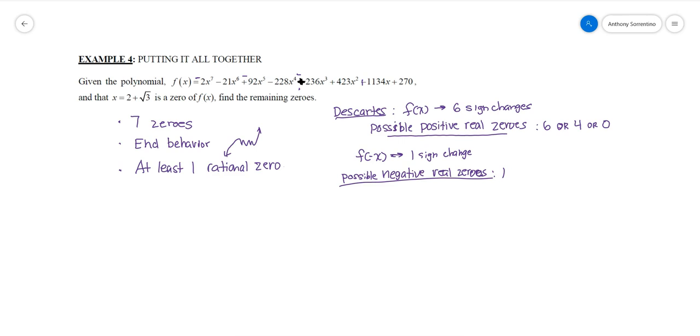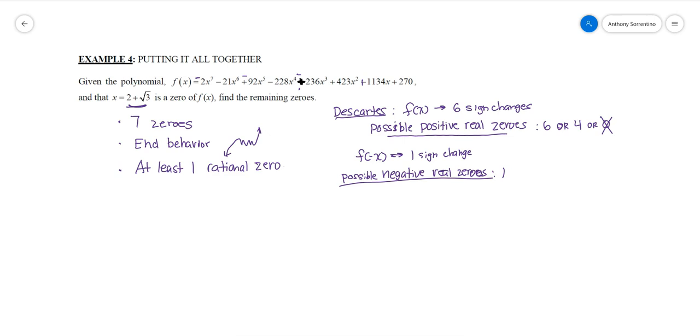Now, the fact of the matter is, I know that I already have one positive real zero because 2 plus square root 3 is one of them. So I know zero's out up over here. So I'm probably going to have at least three other possible real zeros as well. So again, this helps me figure out what kind of answers to expect.